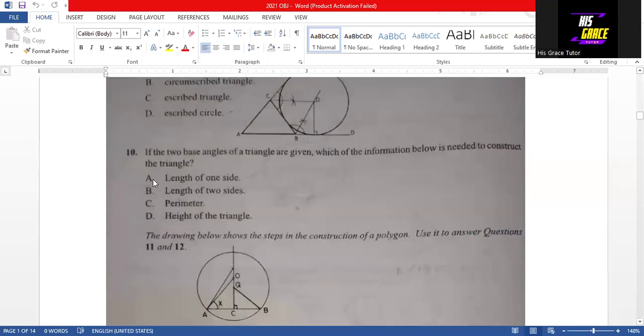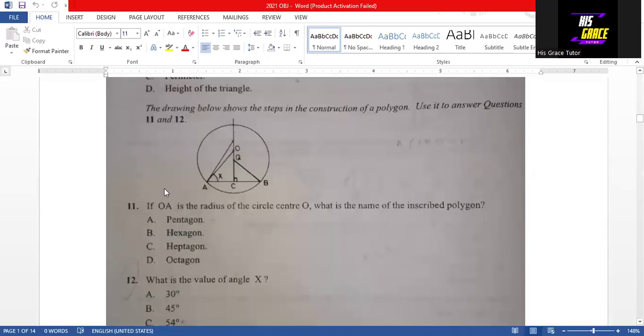Then question 10 says that if the two base angles of a triangle are given, which of the information below is needed to construct the triangle? So we need the height of the triangle, or the altitude of the triangle. So the answer is option D.